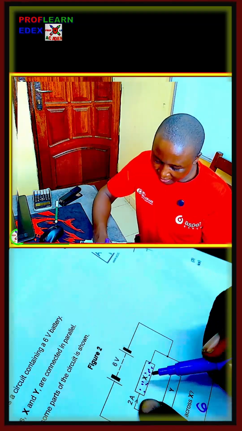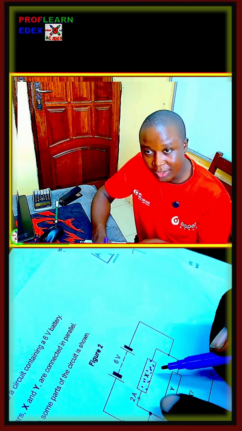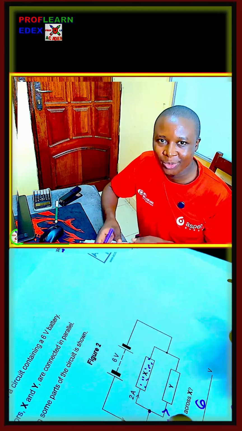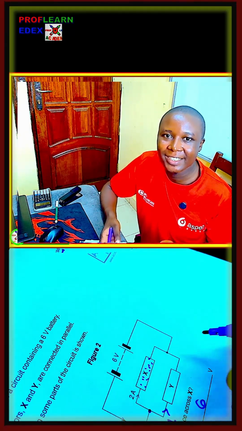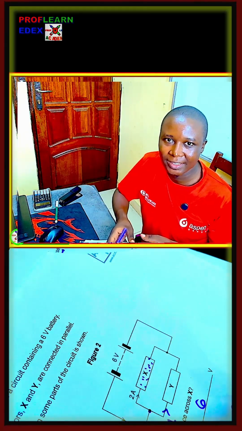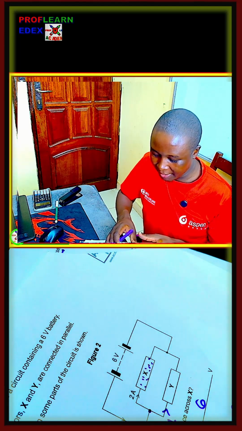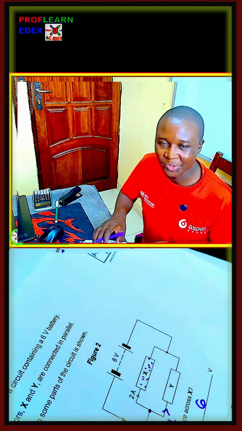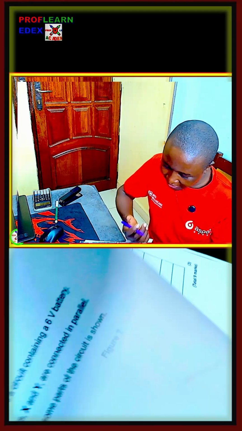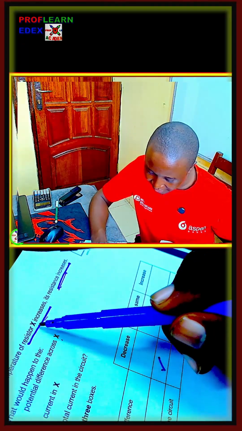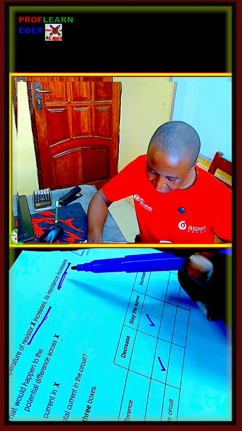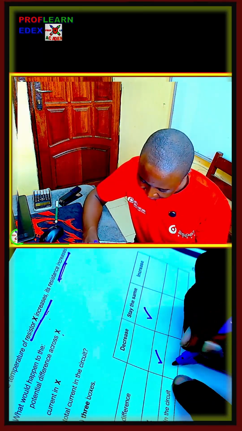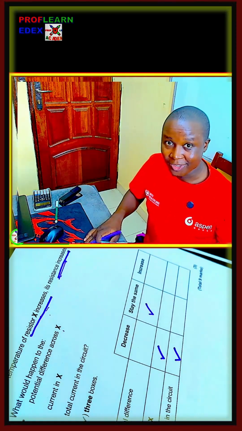Then if the resistance of this part of the circuit increases, it means the overall resistance of the circuit is going to increase. And when there is an increase in the total resistance, the total current in the circuit is going to decrease as well. So if the resistance in X increases, the total current in the circuit is also going to decrease.